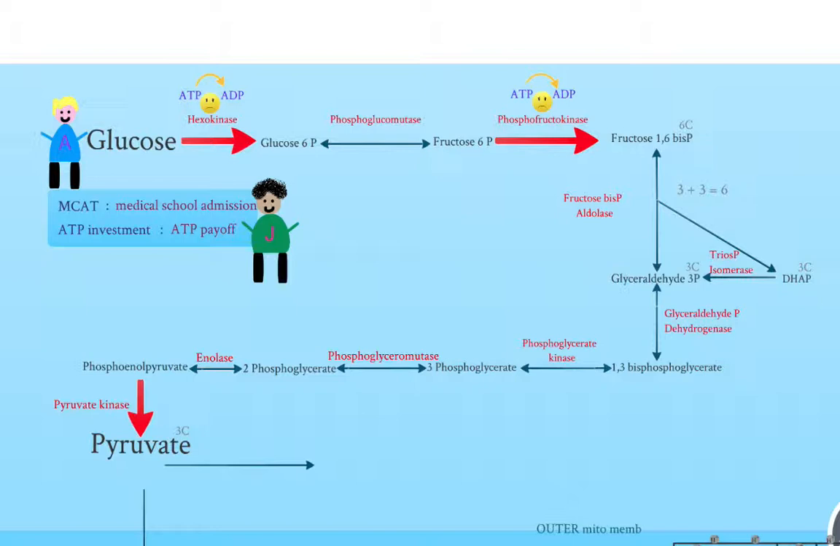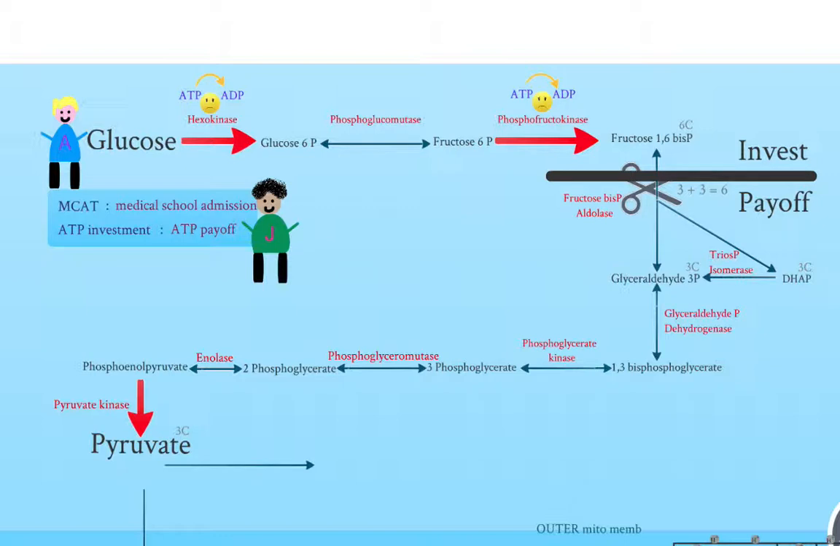Then, fructose 1,6-bisphosphate encounters a pair of scissors known as fructose bisphosphate aldolase, which cleaves this 6-carbon molecule into 2 twin 3-carbon molecules. 3 plus 3 equals 6. We haven't lost any carbons. Think of the scissors as the dividing line between the investment phase and the payoff phase.